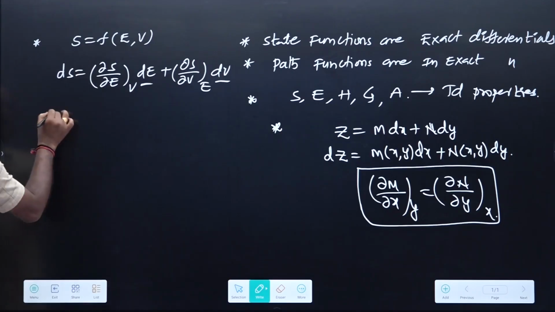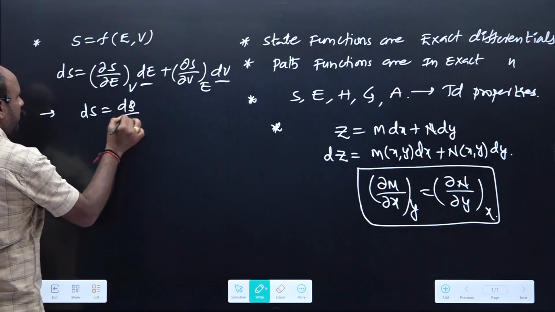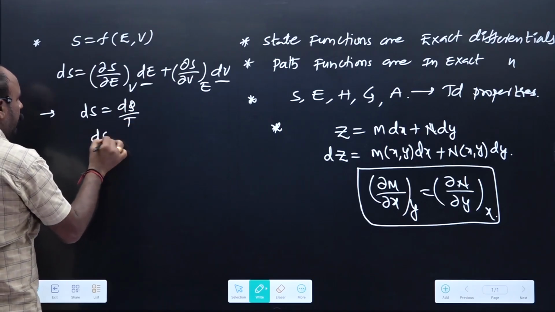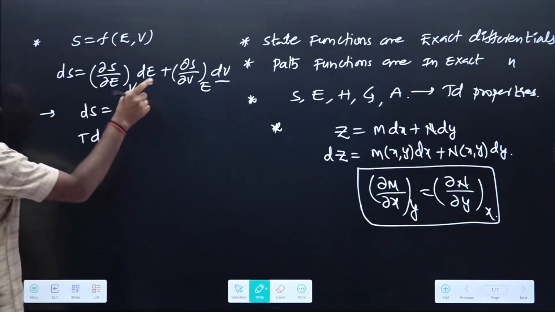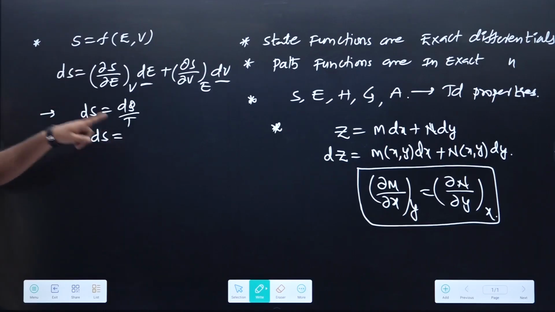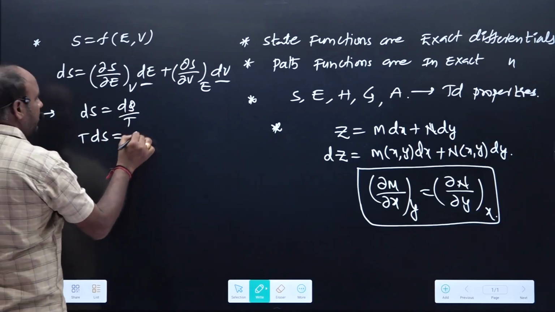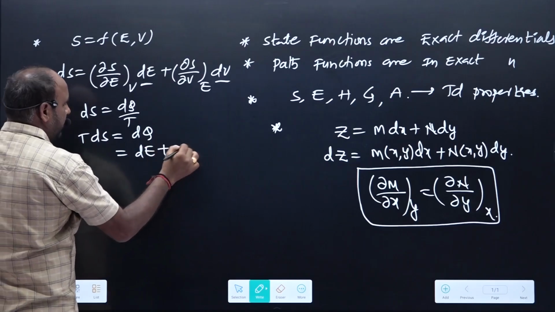But s is a function of, ds is equal to dq by T. Therefore T ds is equal to, these equations we will get later, right? While we are explaining the definition of entropy, at that time we will get all those things. Just how it is an exact differential or not, we are going to verify, right? So T ds is equal to dq, from the first law of thermodynamics, dE plus p dV.